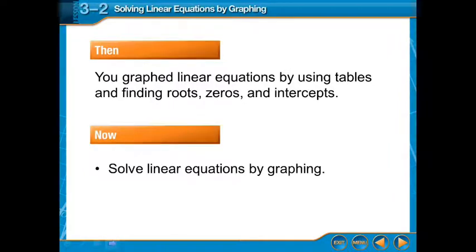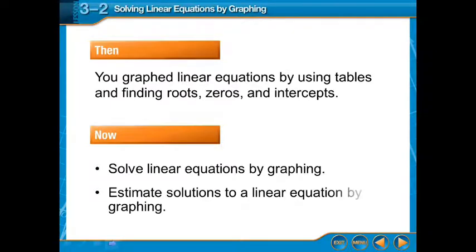What you're going to do today is solve linear equations by graphing. You'll also be estimating solutions to a linear equation by doing some graphing. What I want you to keep in mind is that today you're going to be looking for x-intercepts, and you're either going to solve it algebraically and prove that it's true, or you're going to solve it by writing a related equation in slope-intercept form and putting an expression or an equation on the graph.